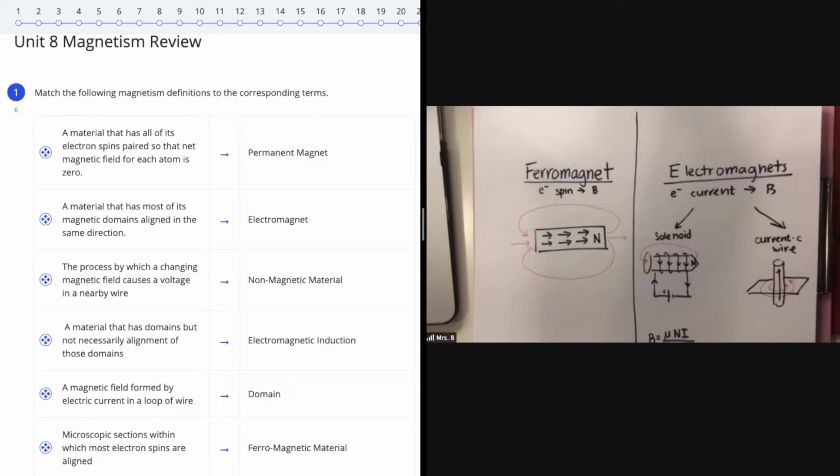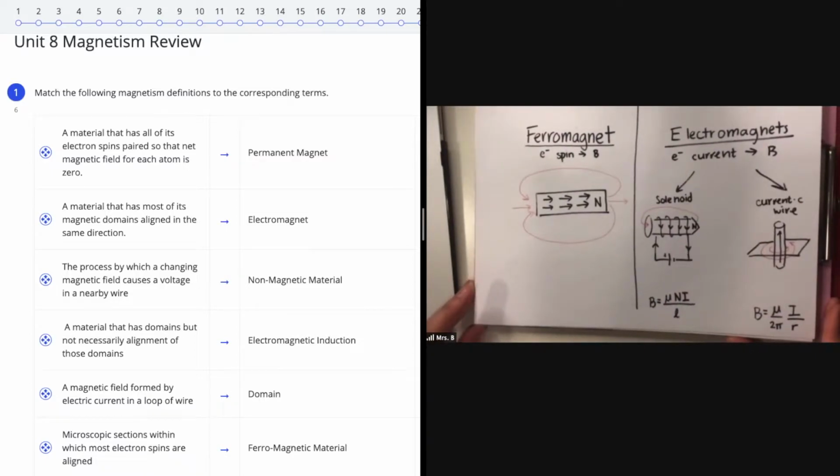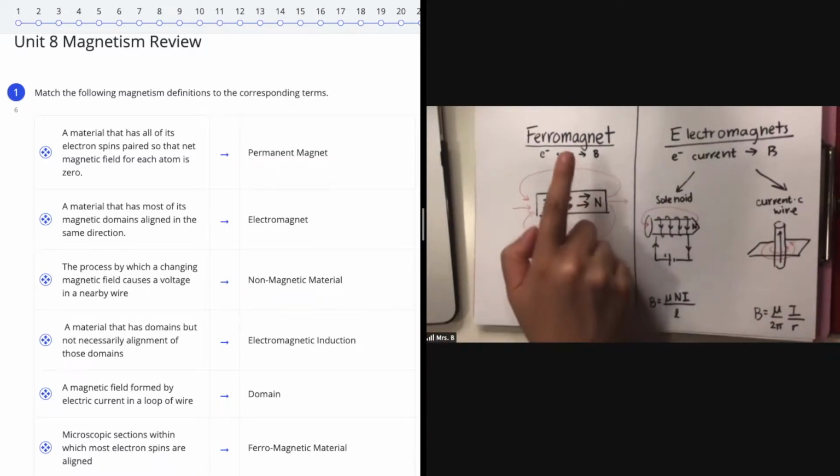To start off, we're looking at a few different vocab words related to magnetism and the types of magnetic fields, and maybe this image from earlier in the unit will help. When we're talking about a ferromagnet, we could also call this a permanent magnet or a bar magnet. All of those are going to be synonyms.